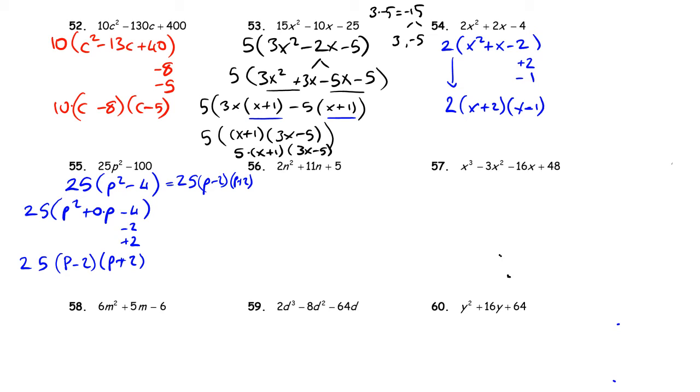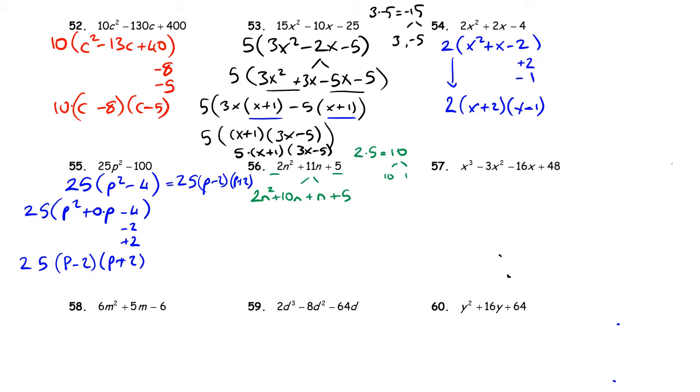Let's look at 56. Because the leading coefficient is not 1, we are going to multiply those two, 2 times 5, and get 10. And we will find factors of 10 that could add up to 11. That's 10 and 1. So we will separate 11 into a 10n and one more n. This was a positive 10n. You still have your 2n squared up front and plus 5 on the back.